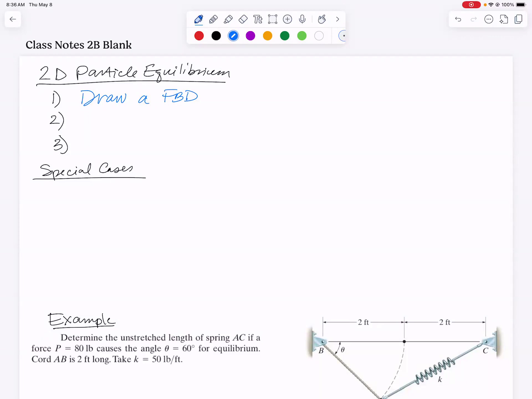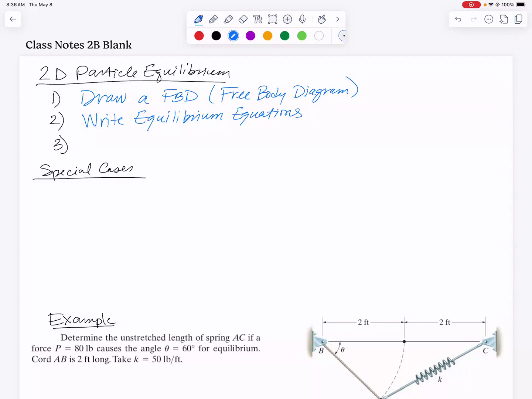Our second step, once we've drawn that free body diagram, will be to write what are called equilibrium equations. These come from Newton's law of motion, saying that sum of the forces equals mass times acceleration, but we are assuming everything is in equilibrium, so acceleration is 0.